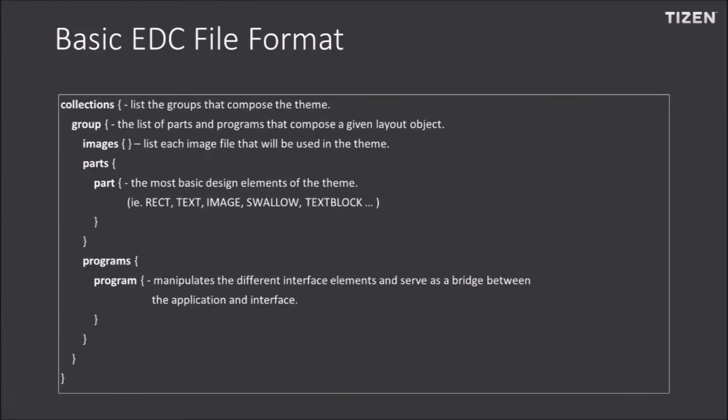There are some definitions: collections, group, images, parts, part, programs, and program. One EDC file must have one collections necessarily. Collections is the list of the groups that compose one theme. In other words, one edited theme has multiple groups and each group corresponds to your layout.